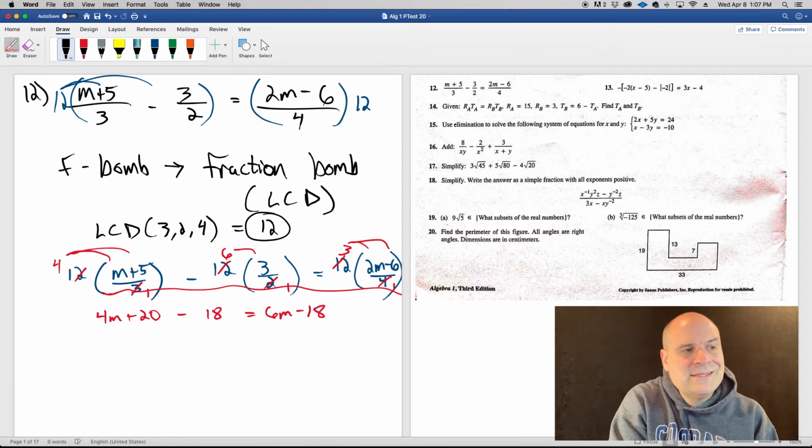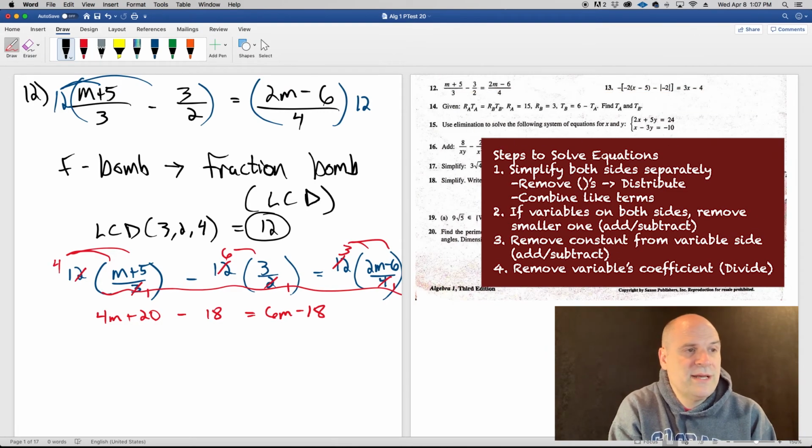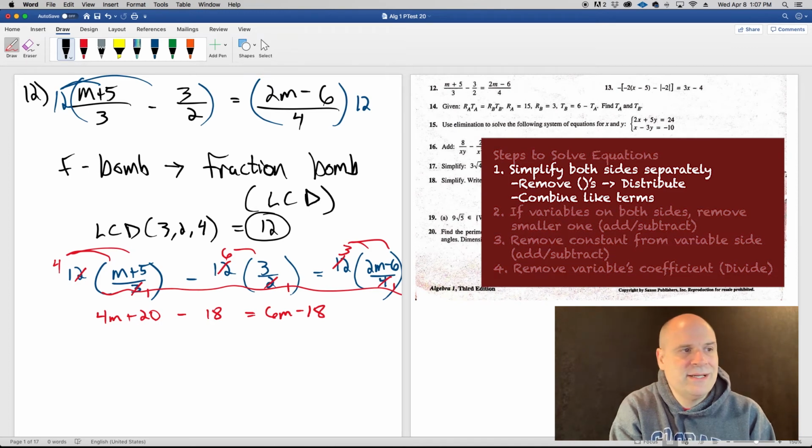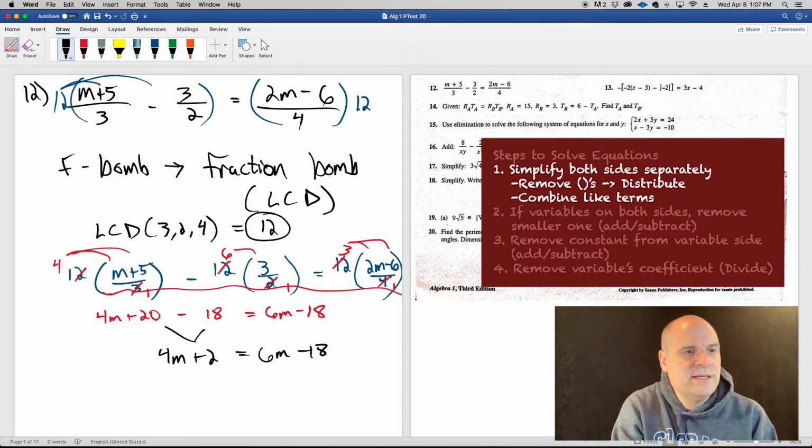Okay, so let's simplify it. Let's follow the steps to solving equations. So first step, get rid of parentheses, done. Second step, combine like terms. There's only a few right there. So 4m plus 2 equals 6m minus 18.